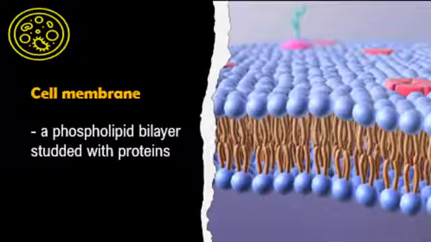A biological membrane or cell membrane is a phospholipid bilayer studded with proteins. This arrangement makes a membrane selectively permeable, or choosy. That is, some substances pass freely through the bilayer, but others require help from proteins.